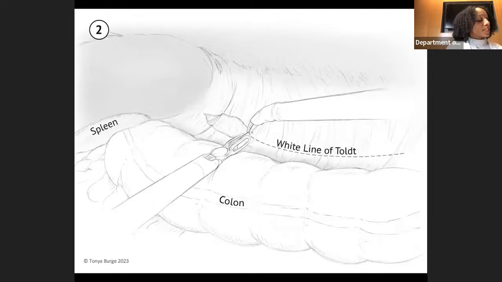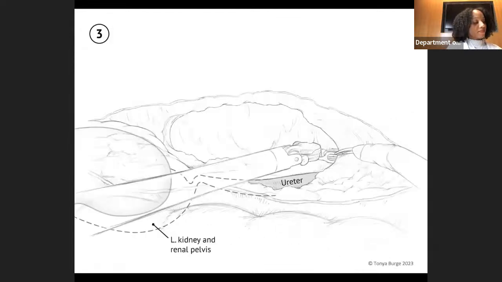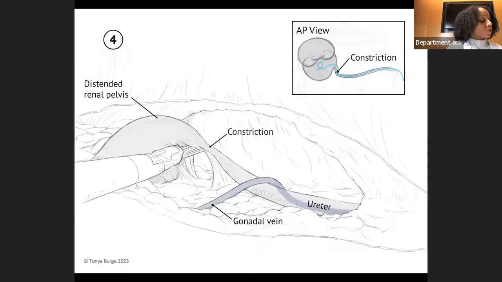In the first surgical step, the peritoneum is opened along the white line of Toll. The colon is then reflected medially to access the retroperitoneal kidney and ureter. At this point, the ureter is identified distally, and in sketch 4, freed proximally, up to the renal pelvis. Care is taken not to injure the gonadal vein, which is traveling parallel to the ureter.